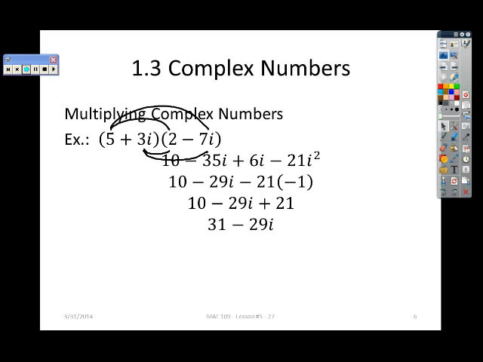Any addition, subtraction, multiplication, or division of complex numbers should wind up with no more than 2 terms. May wind up with just 1 term, but no more than 2. You'll have a real part and you'll have an imaginary part. The answer will be a complex number. Multiplication, just FOIL together and substitute for i squared.